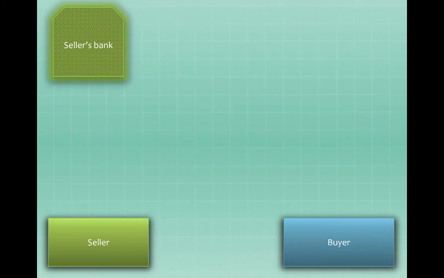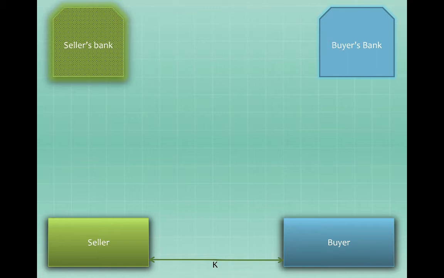All right, so now I'm going to walk through the process of a sale against documents transaction. Setting this up, we have first the seller, and then next the buyer. Both of these parties are going to have banks. We've got the seller's bank, and we have the buyer's bank. The seller and the buyer make a contract to sell some goods. This is going to be a shipment of gears, and we're going to sell it for $1 million.